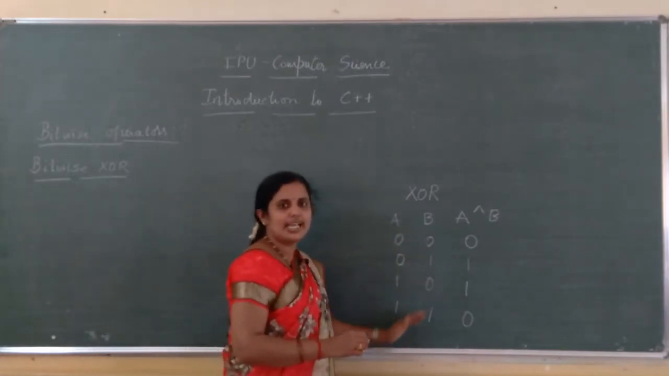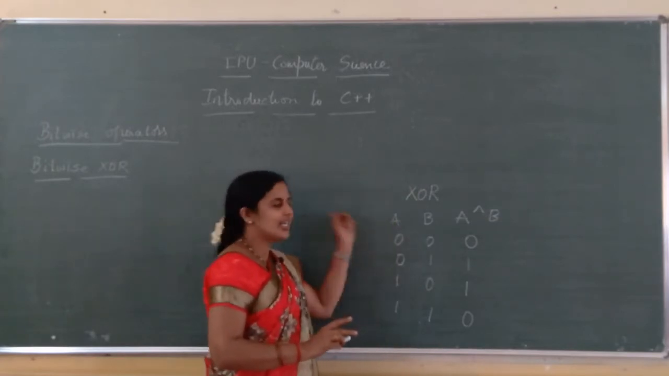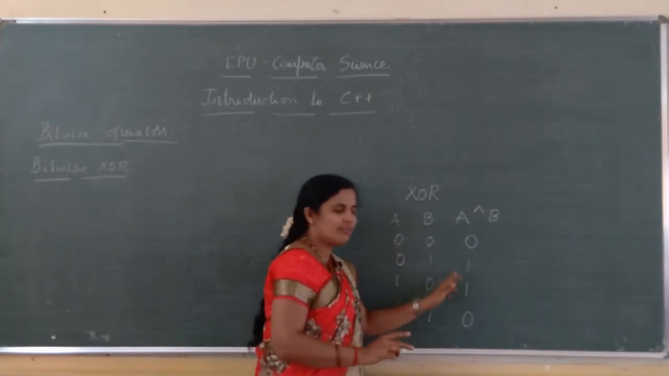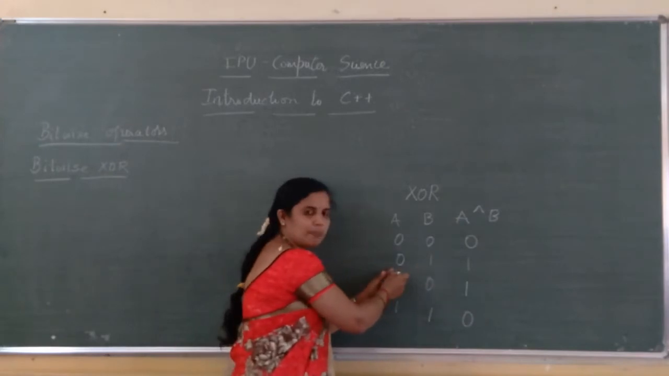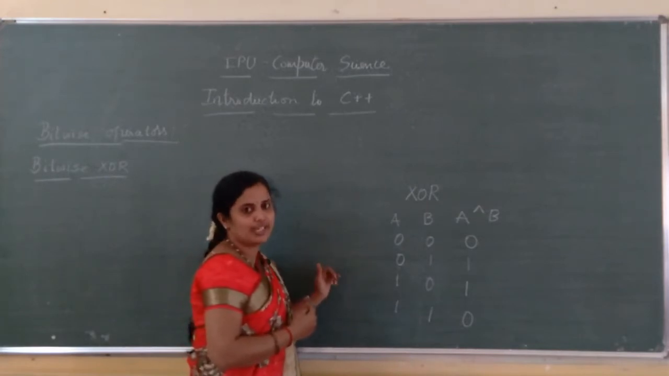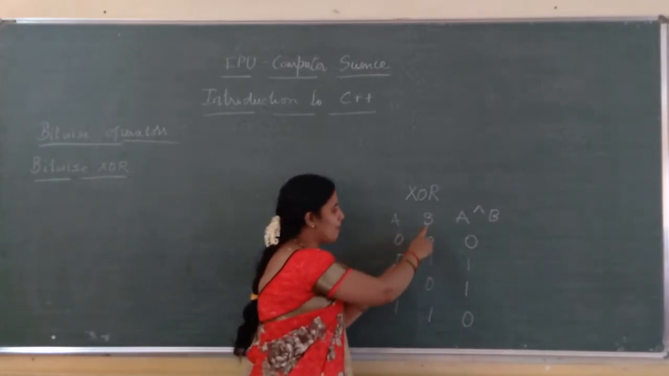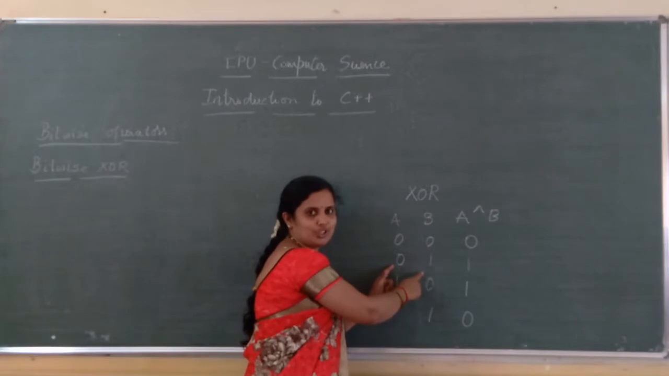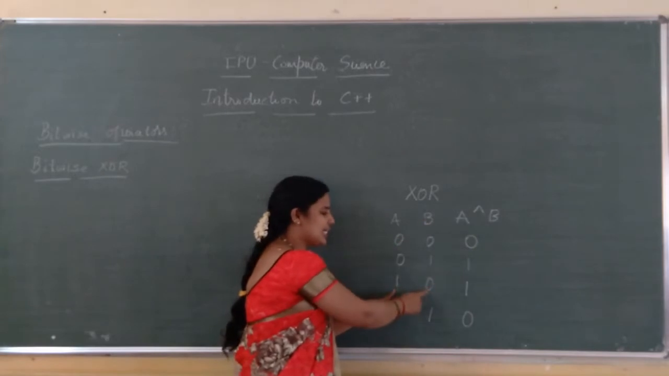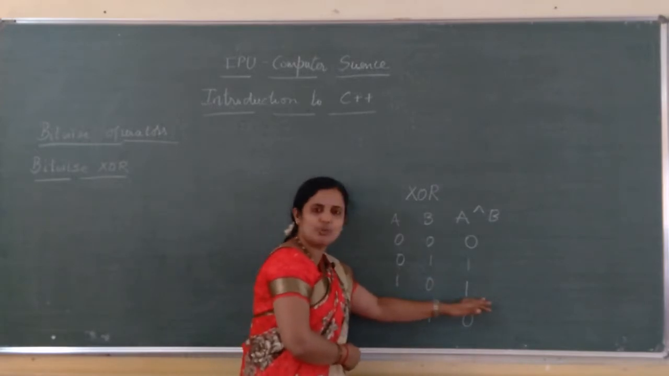Just see the XOR operation table. It takes two input values A and B. A XOR B will be 1 if corresponding bits are different. A is 0, B is 1, both are different, isn't it? Different bits, so it gives 1. Here A is 1, B is 0, different, not the same, so we get output 1.